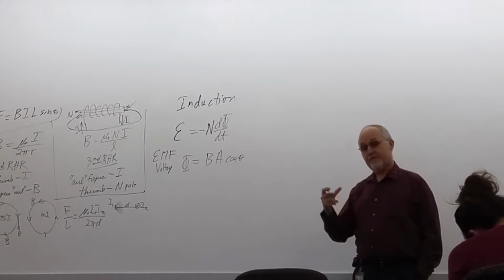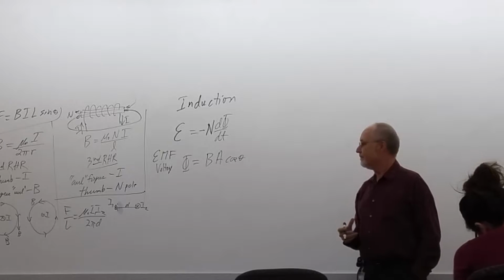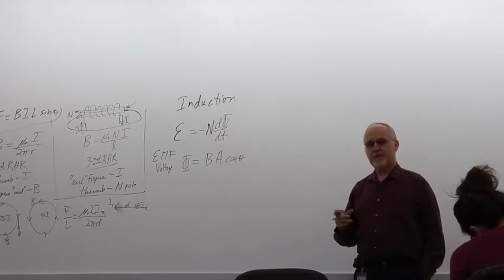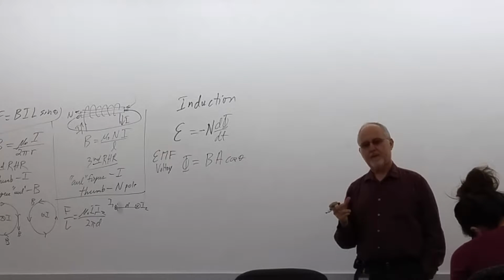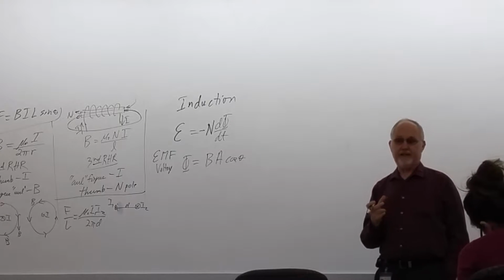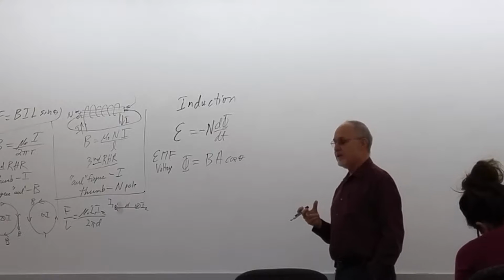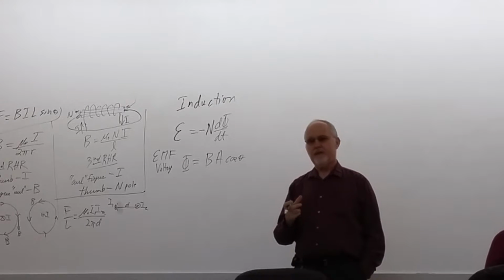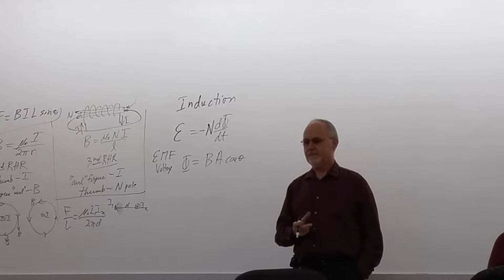And Lenz took Faraday's results here, and he said, well, what's happening is that this voltage you're inducing by this changing magnetic flux is always opposing the changing magnetic flux. It's trying to limit that change.